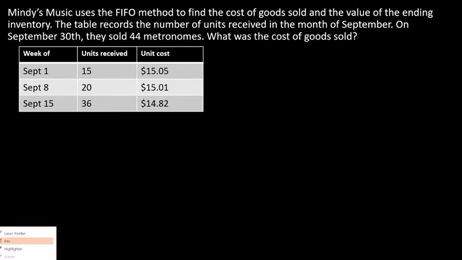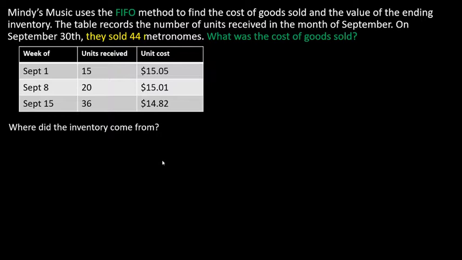First, there are two very important pieces of information. The first one is that we're talking about the first in, first out method. And the second is that they ask for cost of goods sold. That is not the only important information, but those are the two key things that tell you how to start your problem. What method is it, and what are they asking us to solve for? Now, the next important thing to notice is that they sold 44 metronomes. So we need to figure out where those 44 metronomes came from.